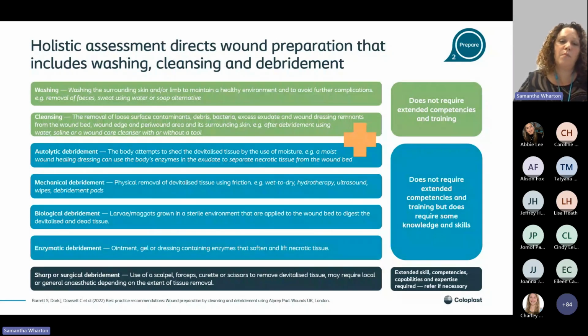So within Coloplast, we have the All Prep pad, which I'll be talking about on the next slide, but that's a really good way of removing that slough, non-viable tissue. And it doesn't require any extended competencies and training, but you will need to have some knowledge and skills around just wound care in general. Then we've got biological debridements, that's maggots.